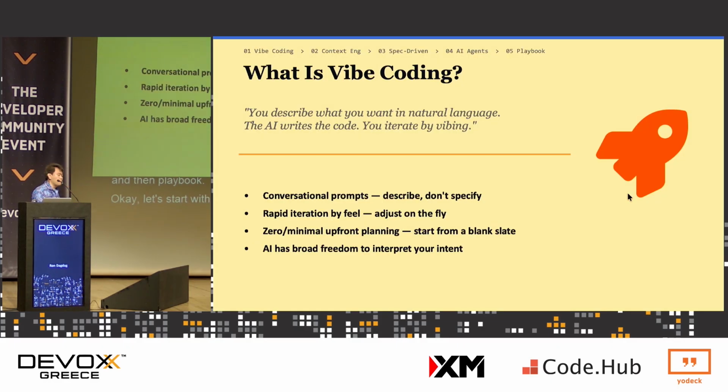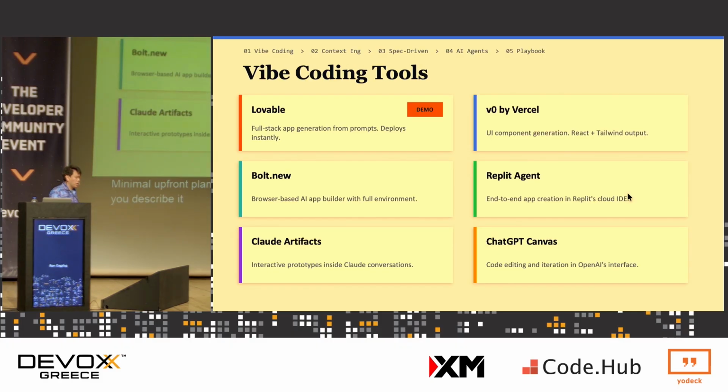So what is vibe coding? It's more of conversational prompts. If you use Visual Studio Code, there's GitHub Copilot that's already installed. You can use it to describe, but you don't specify. You do rapid iteration, minimal upfront planning, and it has broad freedom to interpret what you're trying to do. So you describe it using natural language. There are a lot of vibe coding tools available out there. Like I said, Visual Studio Code has GitHub Copilot, but there's Lovable, V0, and all these different ones. Even Claude has Claude artifacts.